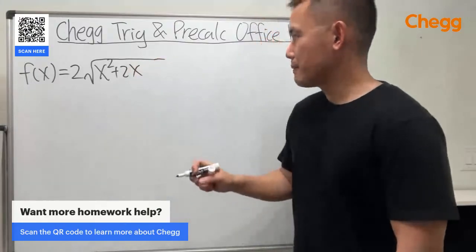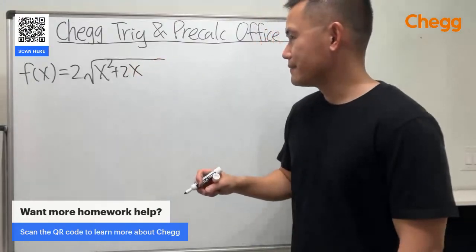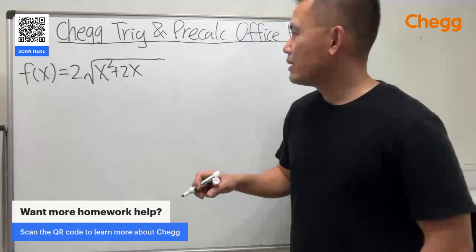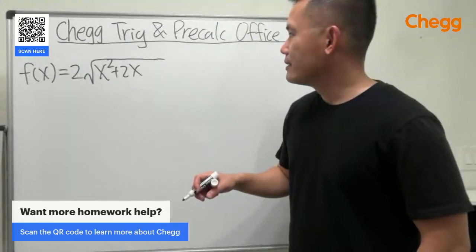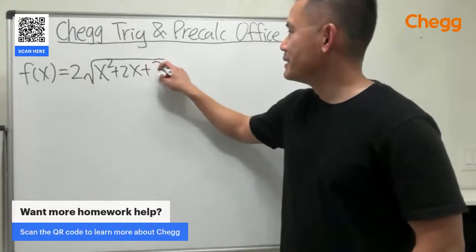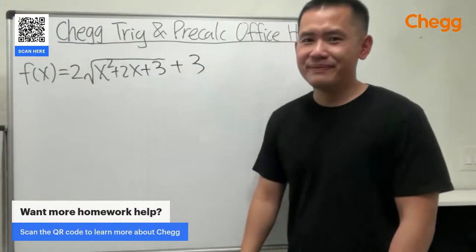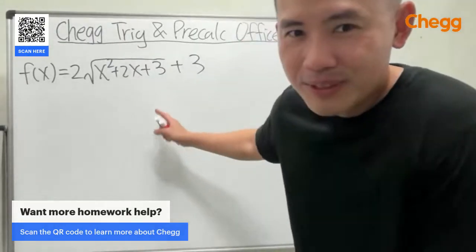And then, hold on. Plus 3. And then plus another 3. Okay, there we go. All right, now do this one.